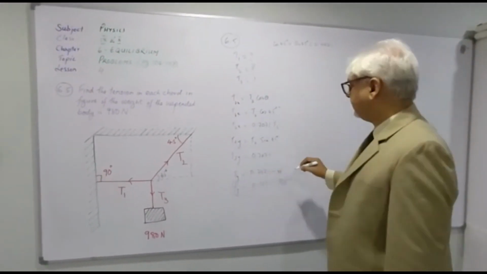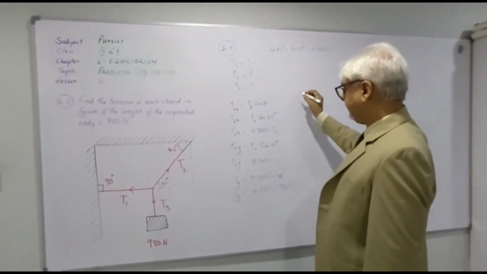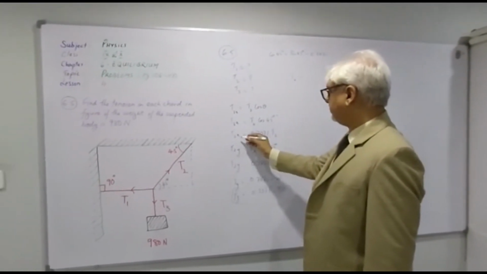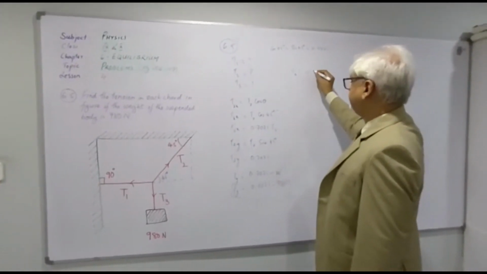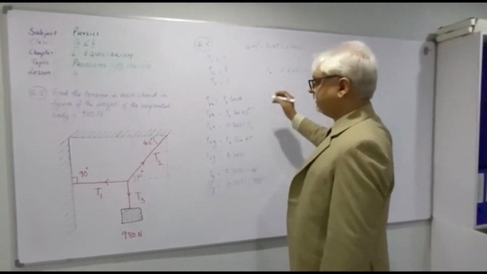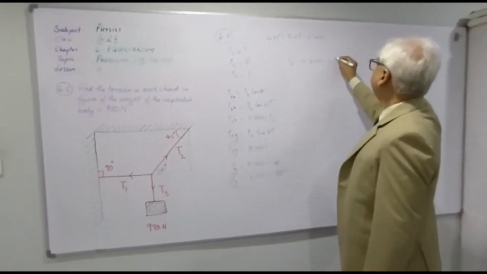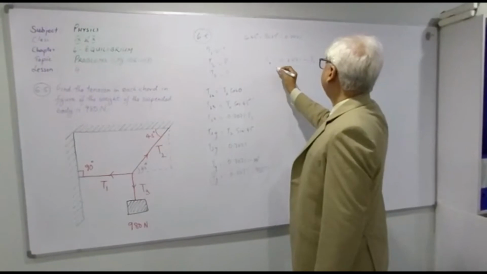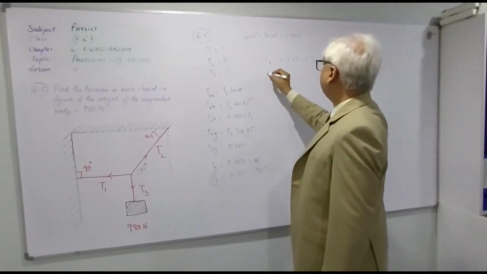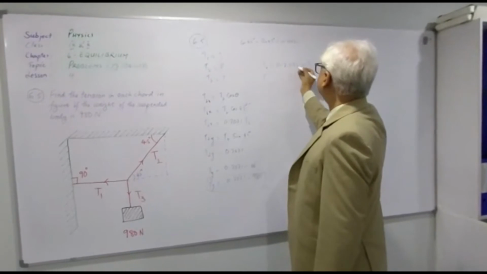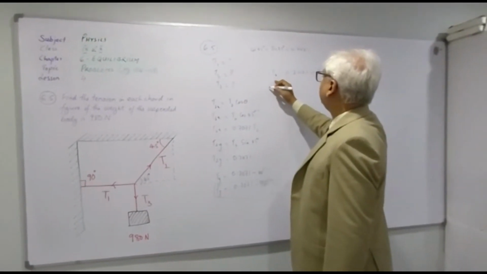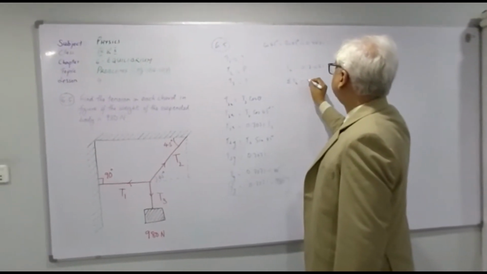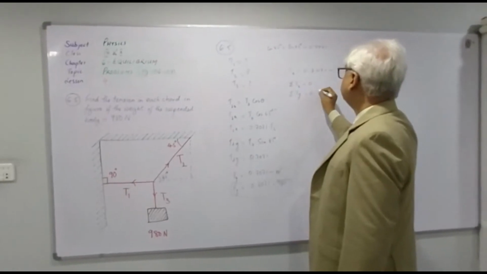And if I have to find the total value of Tx, T2x, which we calculated as 0.7071 T2, minus this T1, gives Tx. Now you know that according to equilibrium, the summation of all forces along x is equal to 0, and along y is also equal to 0.